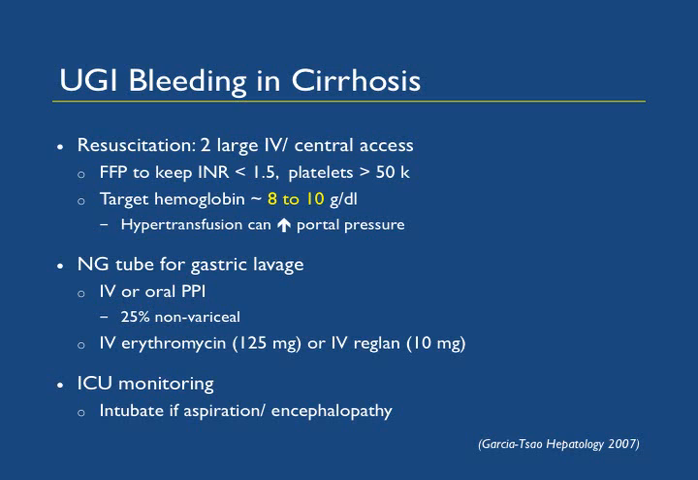In addition, either IV or oral PPIs are recommended, knowing that 25% of patients with liver disease who present with upper GI bleeding are actually bleeding from a non-variceal source, such as a Mallory-Weiss tear or peptic ulcer, and hence we do want to use PPIs quickly in these patients. Oftentimes, an endoscopist will want to have the stomach cleared in addition to lavage, and IV erythromycin or Reglan can assist in the successful completion of a therapeutic endoscopy.